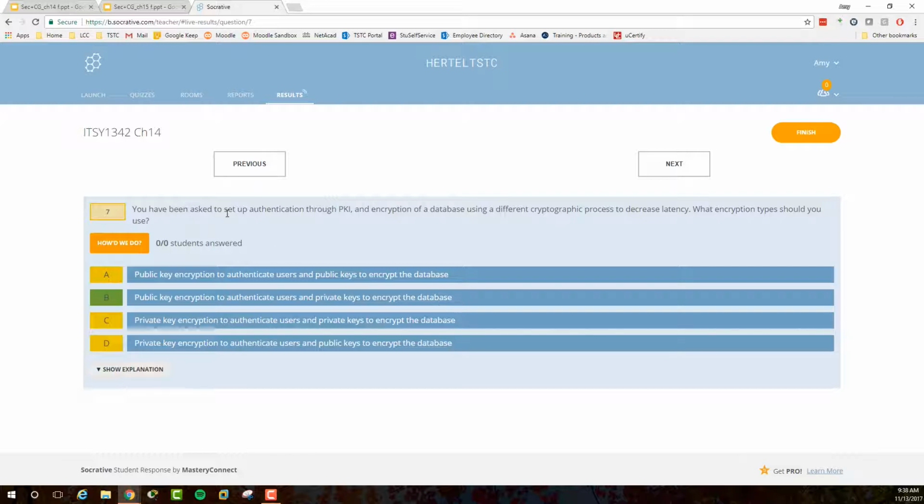It says that you've been asked to set up authentication through PKI, which tells me that the authentication portion is going to be public key encryption, because PKI is how we achieve public key encryption. And then it says you're going to have to use a different cryptographic process for the encryption of the database, so it's going to be the other one, right? You really only have two options, public key and private key. If my authentication is going to be through PKI, that means that private keys are going to have to be used to encrypt the database.